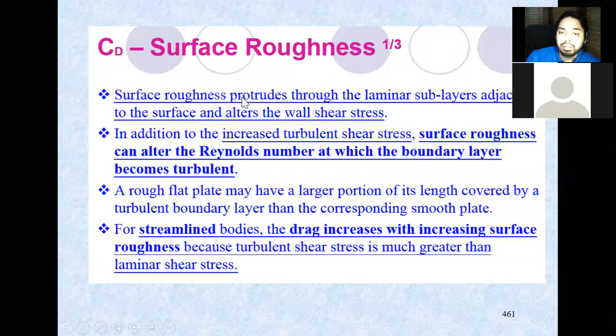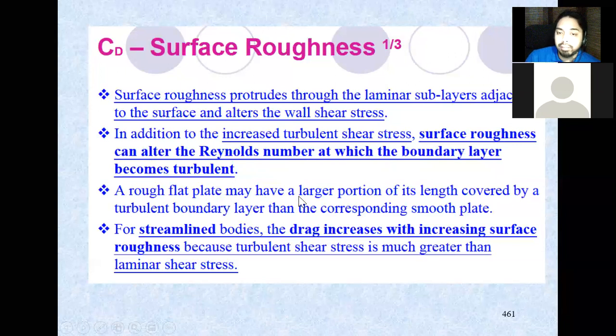So the surface roughness protrudes through the laminar sublayer adjacent to the surface and alters the wall shear stress. Okay, then you have an increased turbulent shear stress. We're talking about the boundary layer, inside the boundary layer. And the surface roughness can alter the Reynolds number at which the boundary layer becomes turbulent.